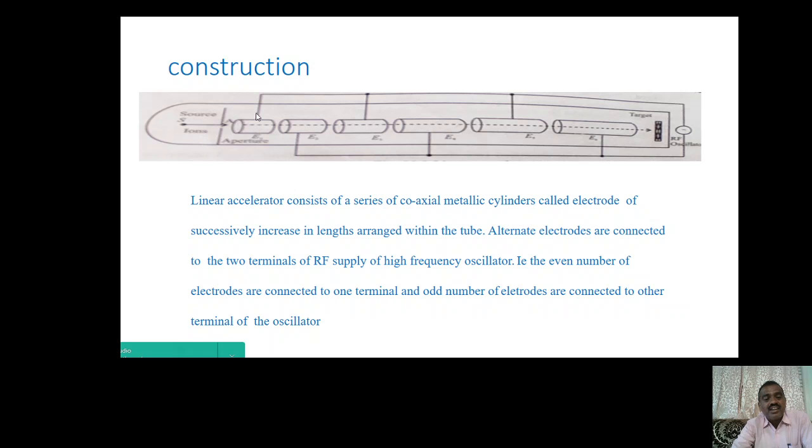That means odd electrodes E1, E3, E5 are connected to one terminal of the RF oscillator, and even electrodes E2, E4, E6 are connected to the other terminal of the radio frequency oscillator.